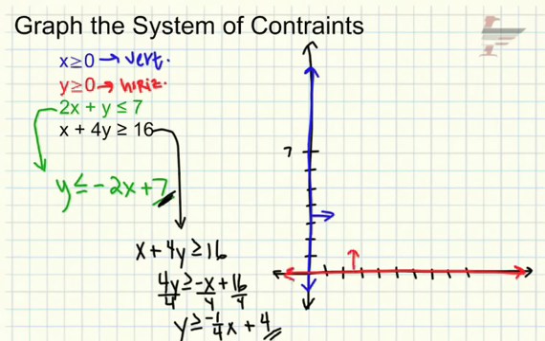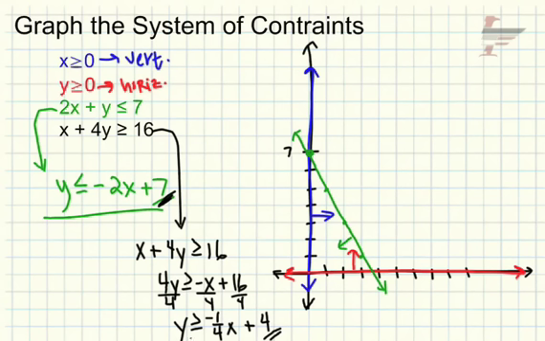Next we have y is less than or equal to negative 2x plus 7. So we go up to 7 on the y-intercept and put a point. And then the slope is negative 2, so down 2 over 1. Down 2 over 1. And we get this line. And because it is less than or equal to, we're going to be shading below this. So far I've got that triangle shaded. We'll see what the last equation does to it.